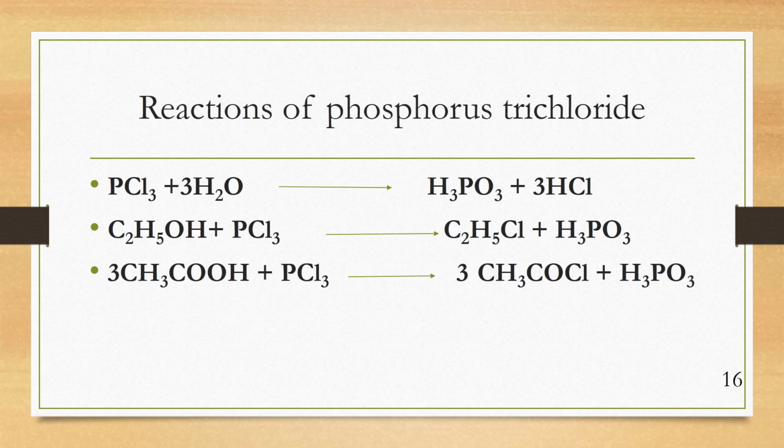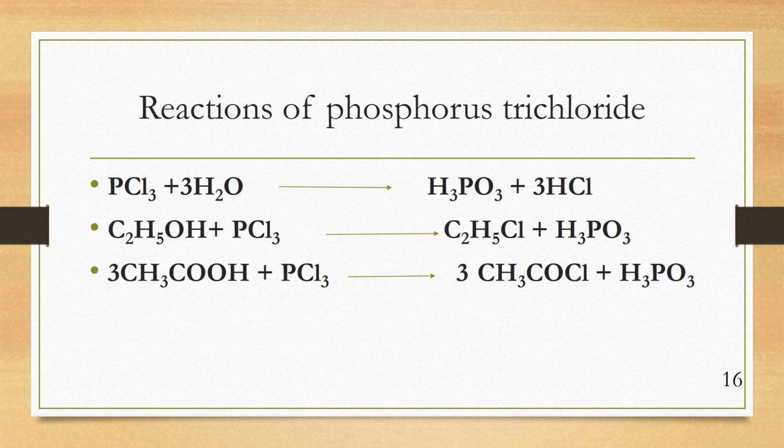What is the importance of phosphorus trichloride? It is a very good chlorinating agent and it can be used as a chlorinating agent in organic chemistry. What happens when phosphorus trichloride undergoes hydrolysis? You find it will form orthophosphorus acid with the formula H3PO3 along with hydrochloric acid.